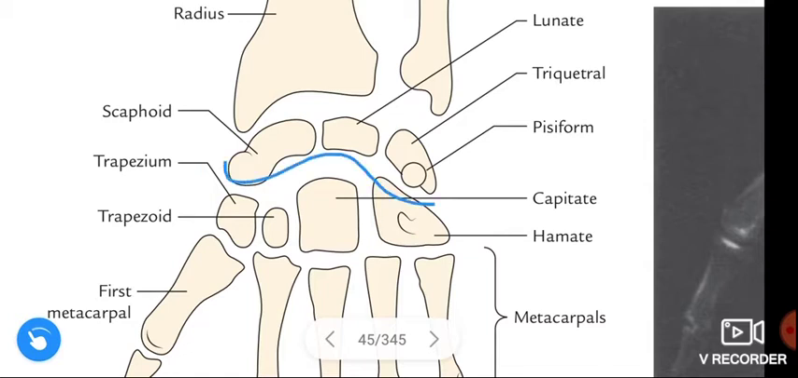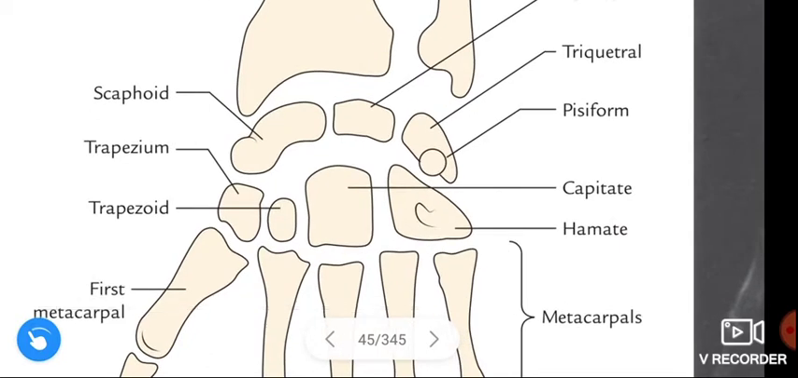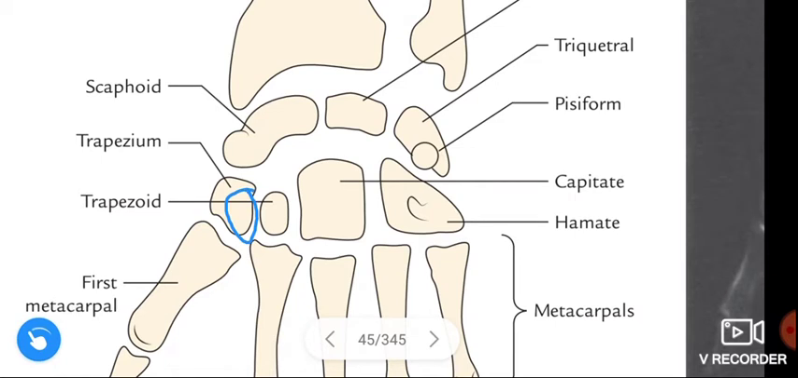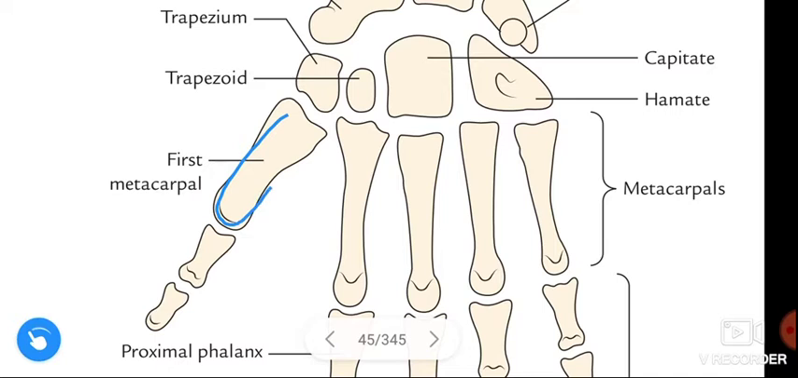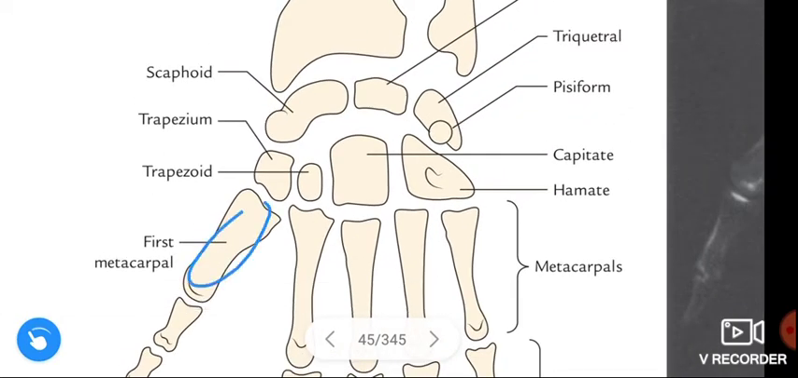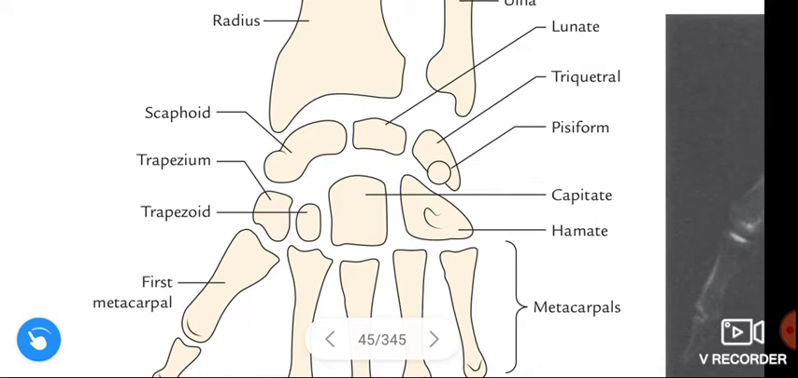The proximal carpal bones are scaphoid, lunate, triquetral, and pisiform. These are the proximal carpal bones, and the distal carpal bones are trapezium, trapezoid, capitate, hamate. These are the distal carpal bones. And this is the first metacarpal, like this is the thumb. From lateral to medial.